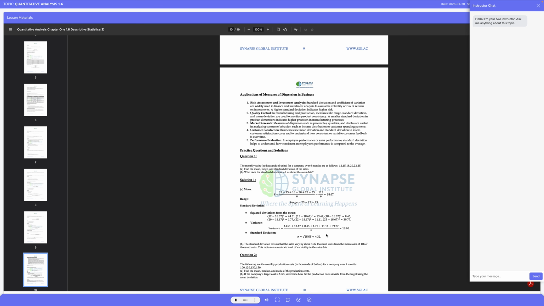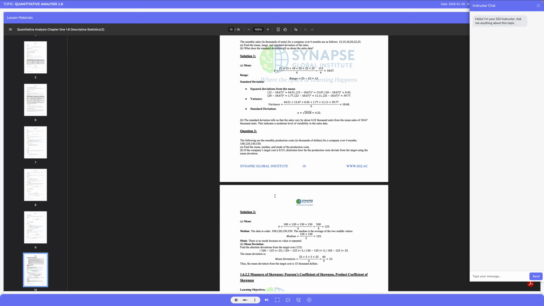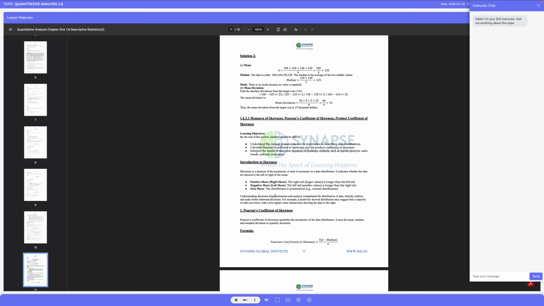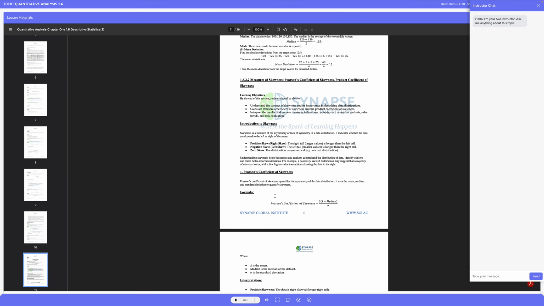We now continue with descriptive statistics by examining measures of skewness. Measures of skewness help us understand the shape of a data distribution, specifically whether the data are symmetrically distributed around the center or whether they are skewed to one side. In business and accounting, skewness is important because it affects how averages should be interpreted and how decisions should be made based on data patterns rather than isolated values.